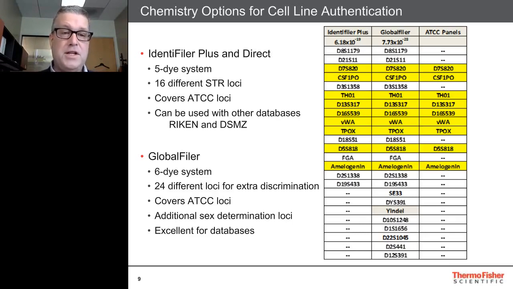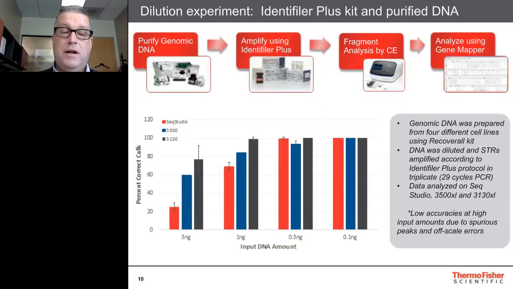This is based on 6 different dyes, having 24 different loci, which provides an extra level of discrimination. Now, these extra loci are outside of what ATCC provides, but the kit provides extra sex determination loci, and it provides a higher degree of specification since more loci are being queried, and is therefore excellent for building up your own database of new and novel cell lines. So the Identifiler Plus and GlobalFiler kits both can be used for cell line and human sample authentication.